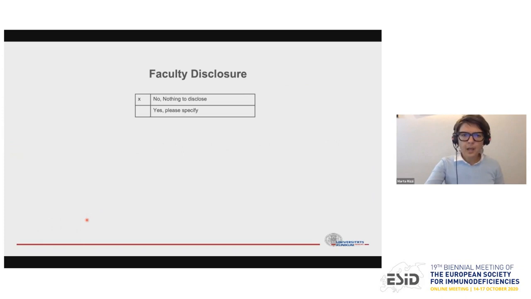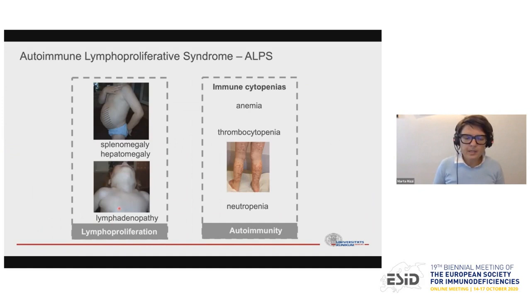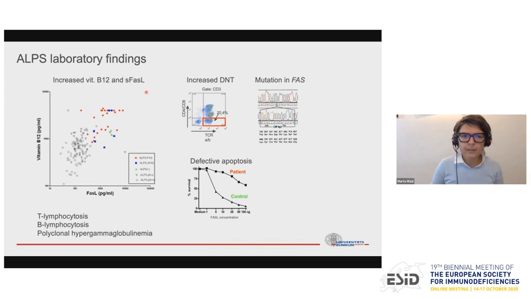Autoimmune lymphoproliferative syndrome, ALPS, is characterized by lymphoproliferation and autoantibody mediated cytopenias. From the laboratory point of view, we find increased vitamin B12, increased soluble FAS ligand, expansion of double negative T cells, defective FAS ligand induced apoptosis in patient-produced blasts, and heterozygous mutation in FAS in about 70% of the patients. Patients also show T lymphocytosis, B lymphocytosis, and polyclonal hypergammaglobulinemia.